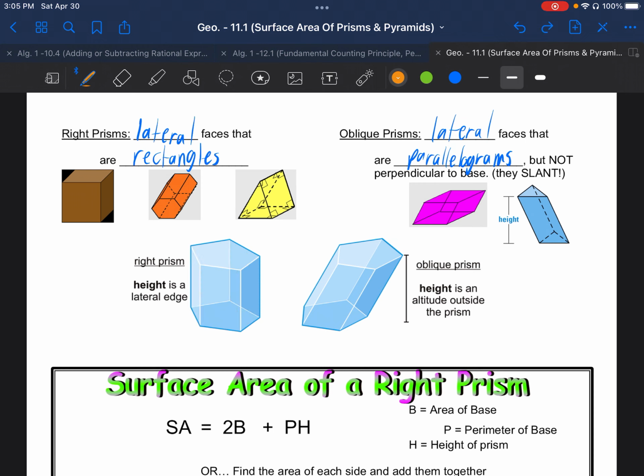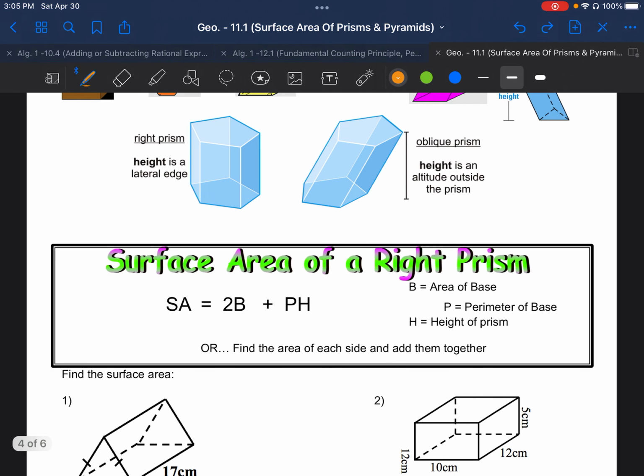Essentially, the idea is to add up each of these sides. If you find the area of this first side and add it to the area of the next side, and so on and so forth, you'll find the surface area. But we also have some formulas that can help us streamline the process a bit.